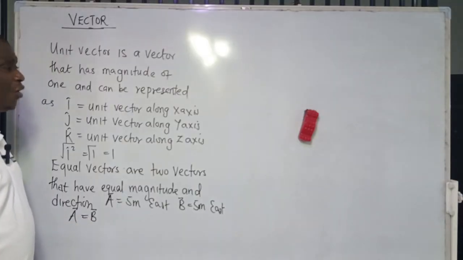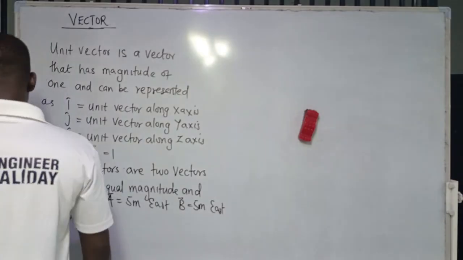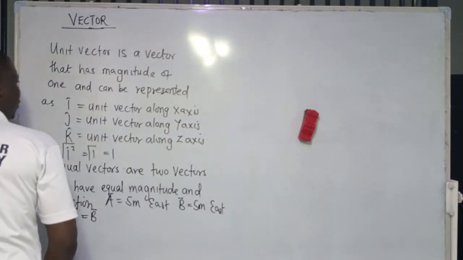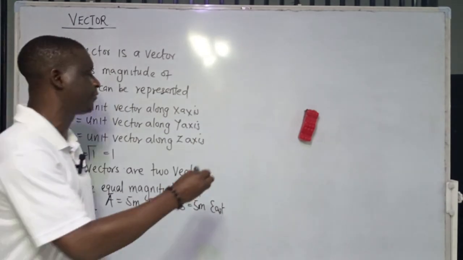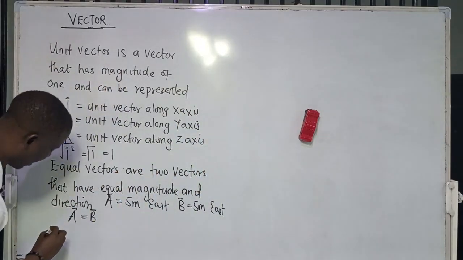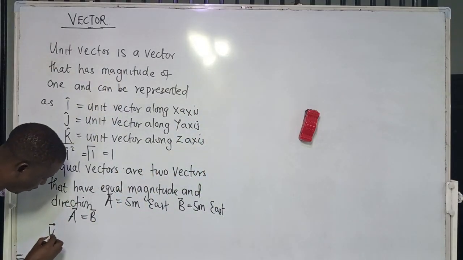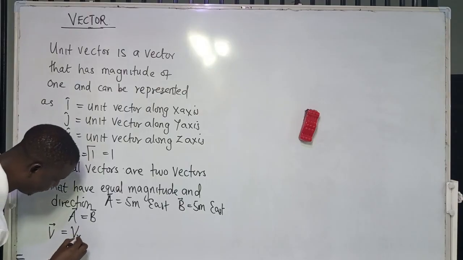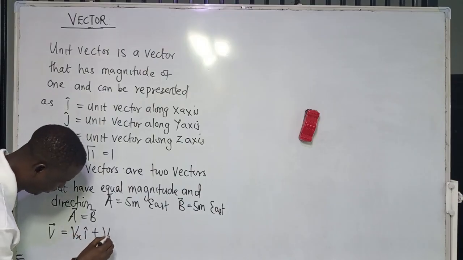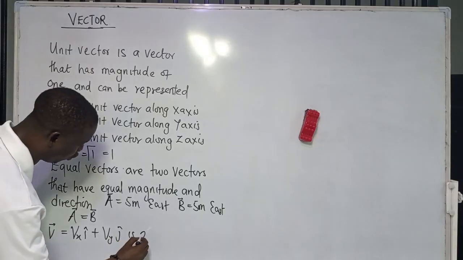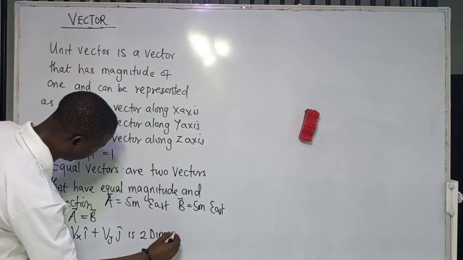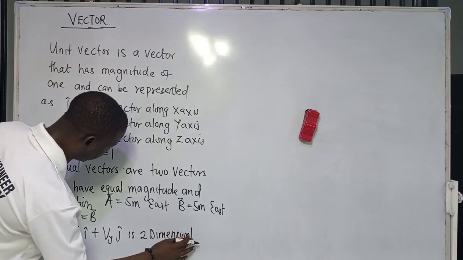Now, another thing I want to talk about is how do we resolve vector? Because there's another thing you need to know. But before we talk about that, we can have two dimensions. Let's say we have vector V equal to Vx i plus Vy j, maybe the velocity. This is a two-dimensional vector.